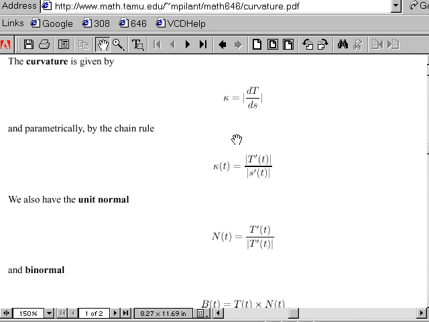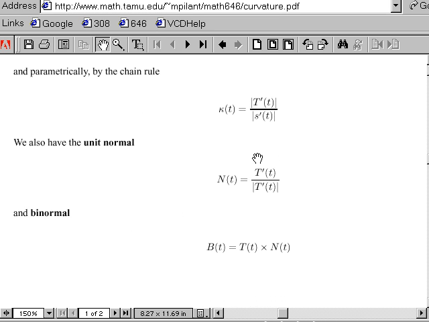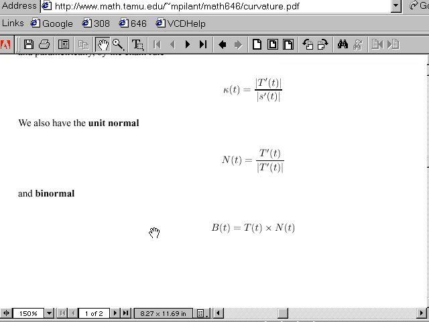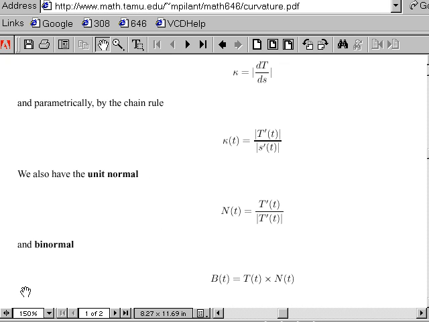But if you use the chain rule, instead of dT by ds, dT by dt little t and ds by dt, you have the curvature parametrically is the ratio of the derivative of the unit tangent divided by the derivative of the arc length. Now there's also a unit normal, since the derivative of the tangent is orthogonal to t, so it's normal direction. And the unit normal is T prime over the length of T prime.